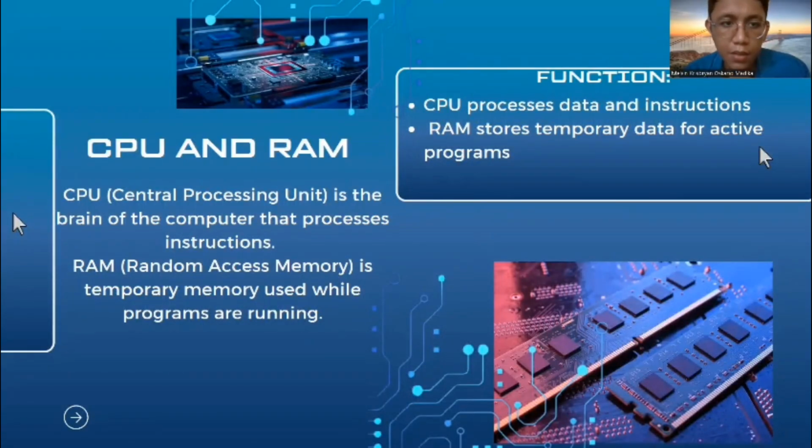And next, CPU and RAM. The CPU or Central Processing Unit is the brain of the computer that processes the data and instructions. RAM or Random Access Memory is temporary memory used while programs are running. It stores temporary data for active programs so the computer can work faster.